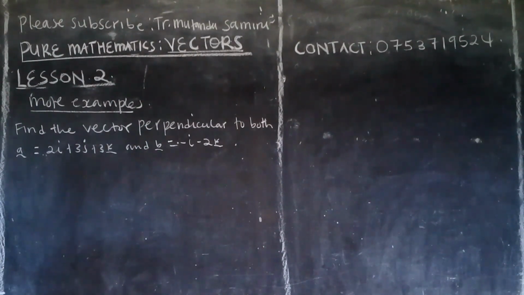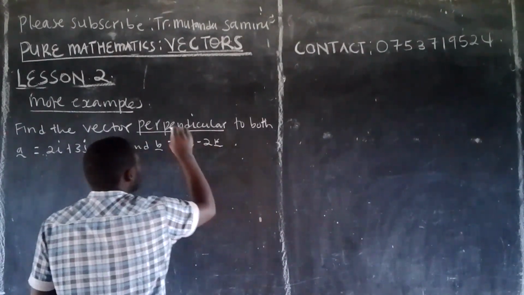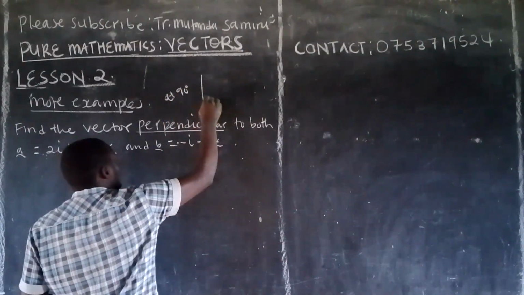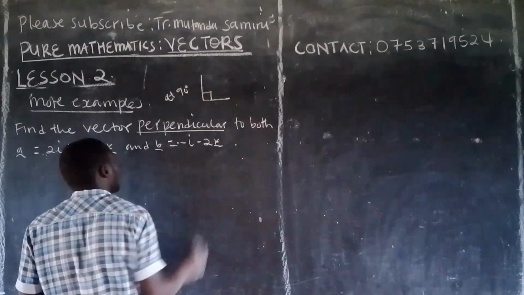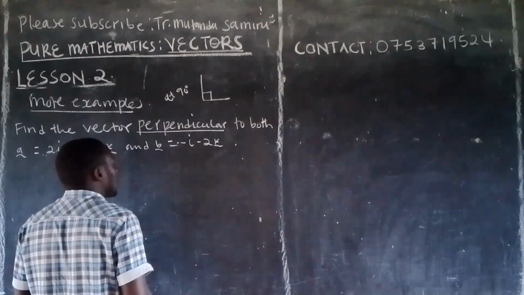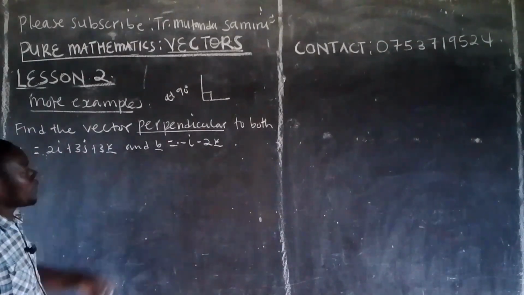Now let's see how to use the cross product. Now they're saying find the vector perpendicular. Now the word perpendicular means at 90 degrees. So a vector perpendicular means that they should be like this. Find a vector perpendicular to that. Perpendicular means at 90 degrees. That's what it means. Okay, find the vector perpendicular to both.